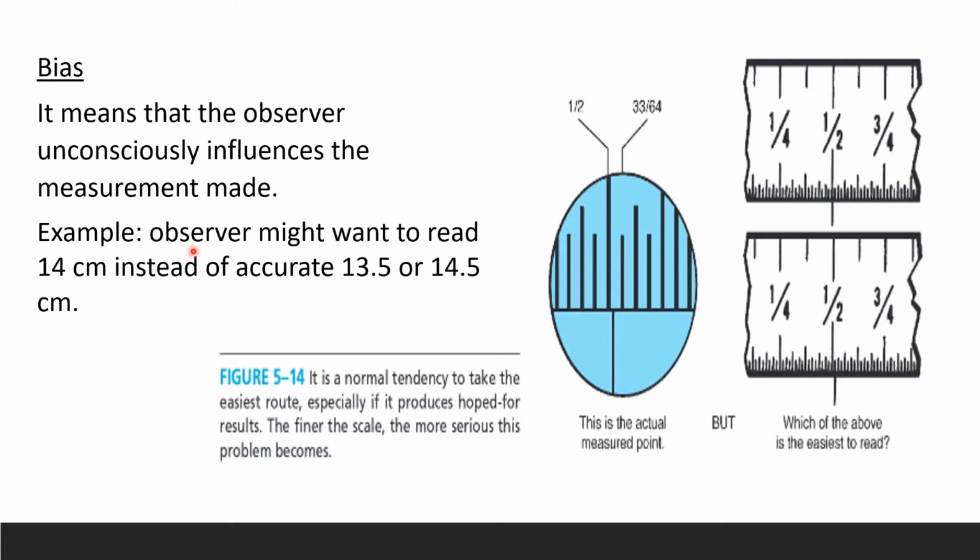Bias is another error, when the observer unconsciously influences the measurement made, because the observer might want to read 14 centimeters instead of the accurate 13.5 or 14.5 centimeters. Here it's the same thing. This is the actual measure point. You might want to read it lower than this or higher than that.